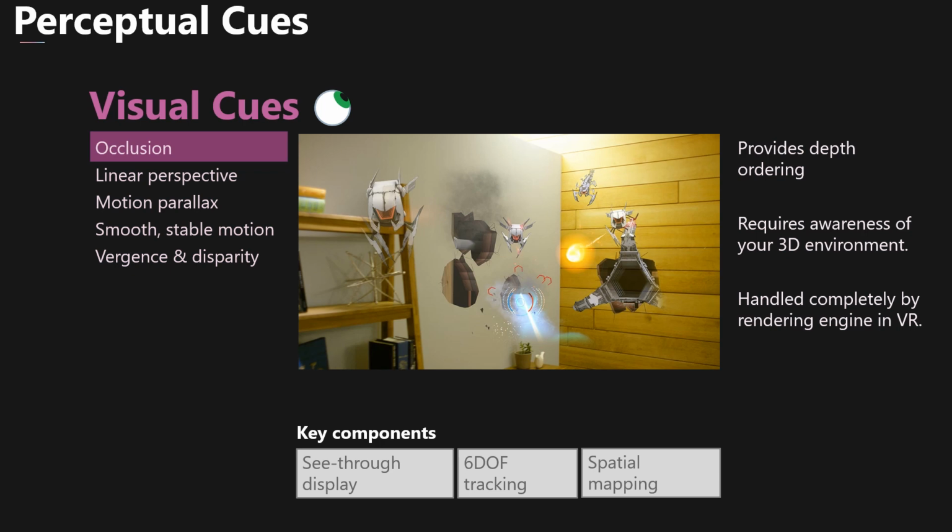So let's start with monocular cues. That is, cues that are effective at conveying depth when they're only presented to one eye. They don't need both eyes to be viewing them. And then we'll conclude with vergence and disparity, which are the main binocular cues we'll discuss today.